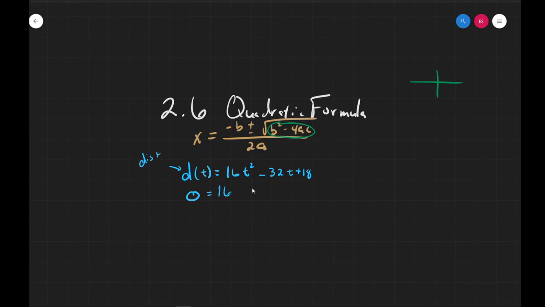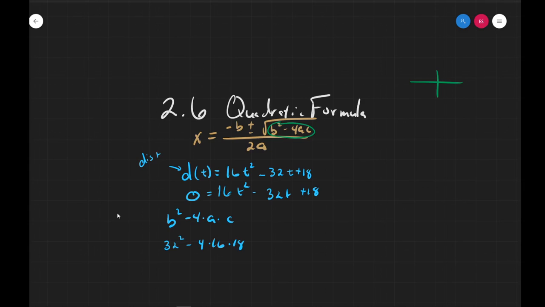So 0 equals 16t squared minus 32t plus 18. So if we just use this idea of the discriminant, if we take b squared minus 4 times a times c, and we get a positive number, well, that means we're going to ring the bell. If we get 0, it means we're going to ring the bell, but just barely. If we get a negative number, we're not going to ring the bell at all. It's never going to actually get there. So 32 squared minus 4 times 16 times 18.